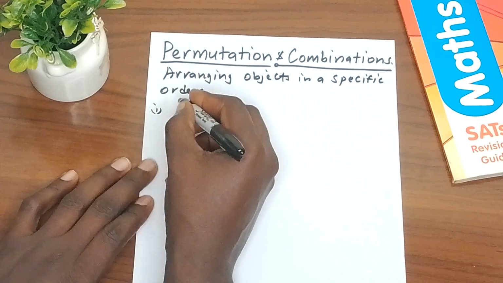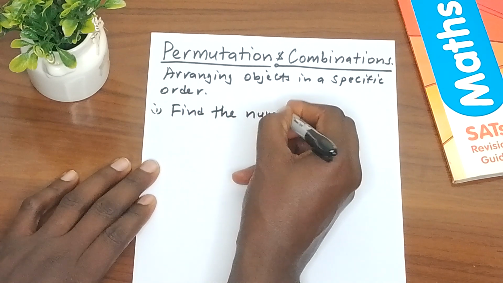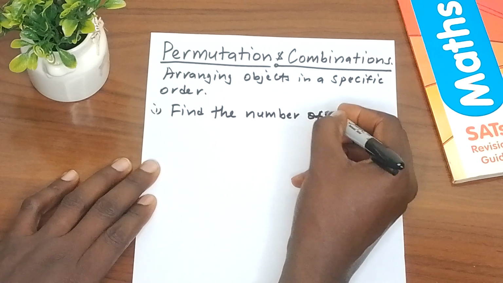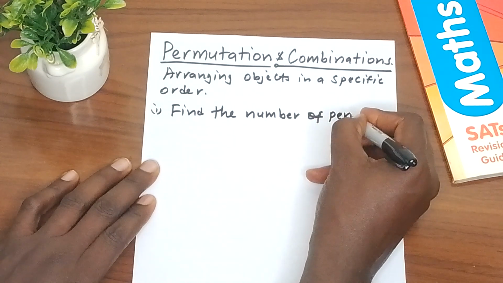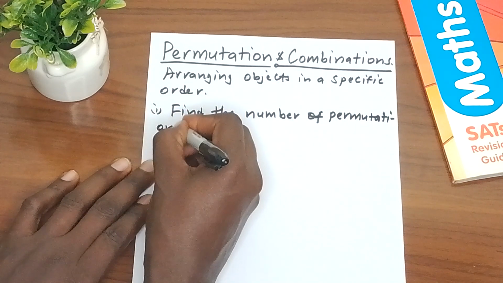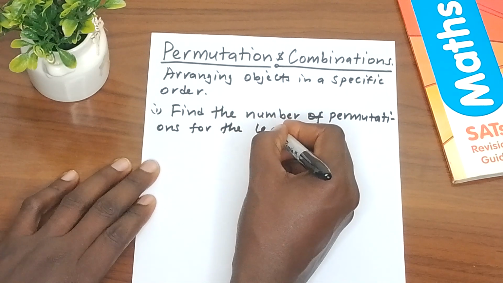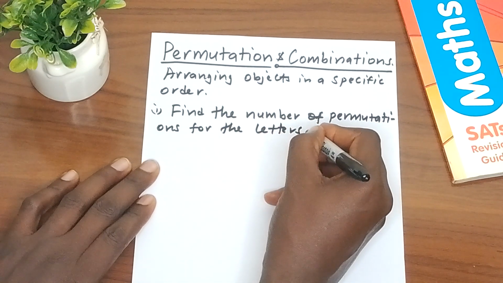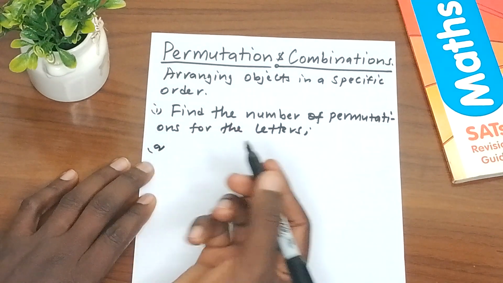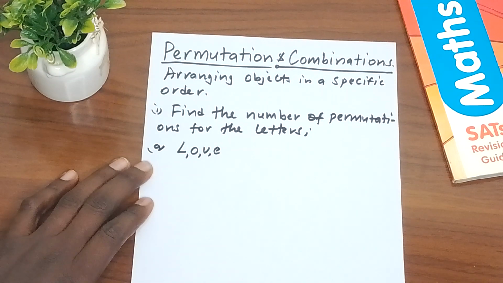We can ask: find the number of permutations for the letters, and in part A we can say the letters love. What is the number of permutations for these letters?